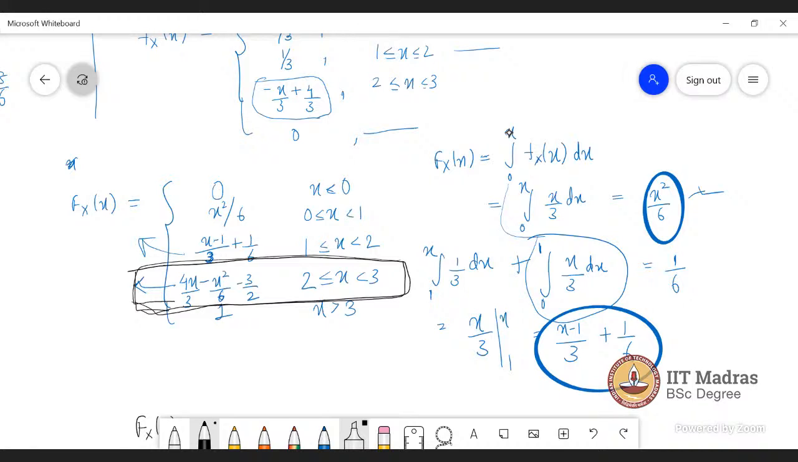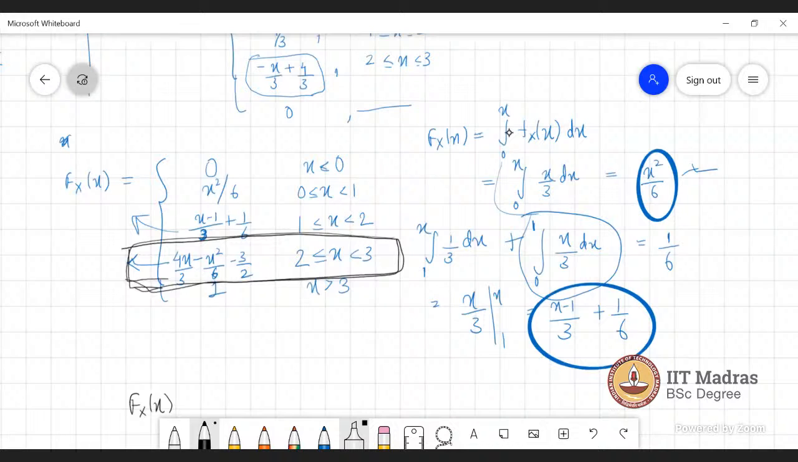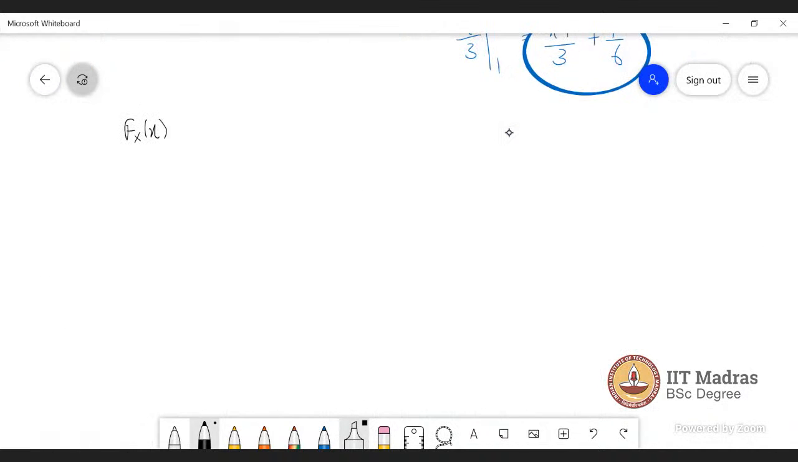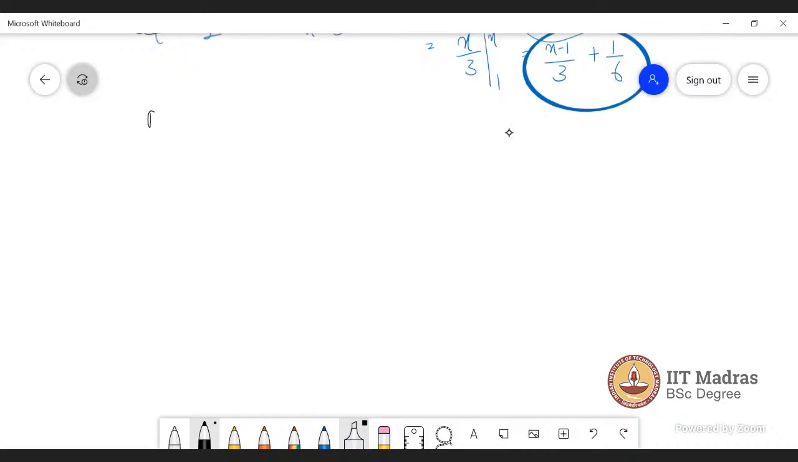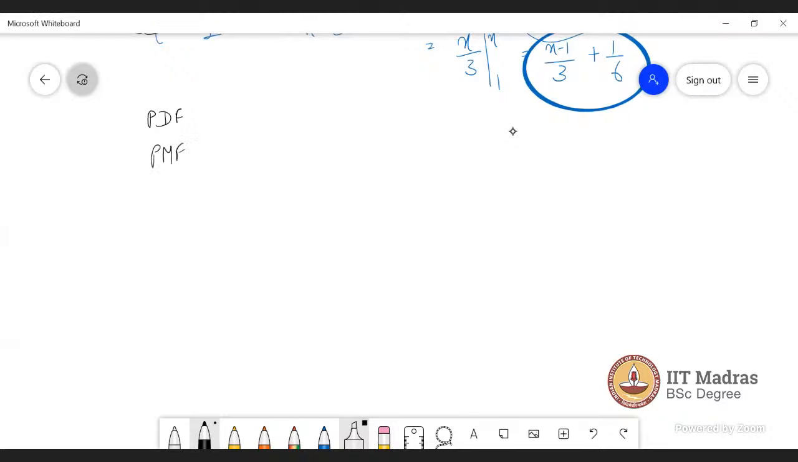Yeah, please go ahead. Ma'am, can you tell the difference when we do it for a continuous random variable, when we have to find the probability density function, when we have to find CDF and PDF? When to find which will be mentioned in the question. If it says find PDF, it means your random variable is continuous. If it says PMF, it means your random variable is discrete.